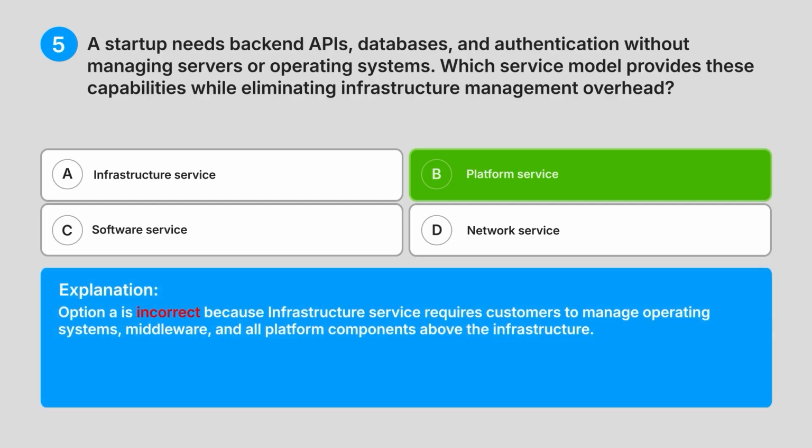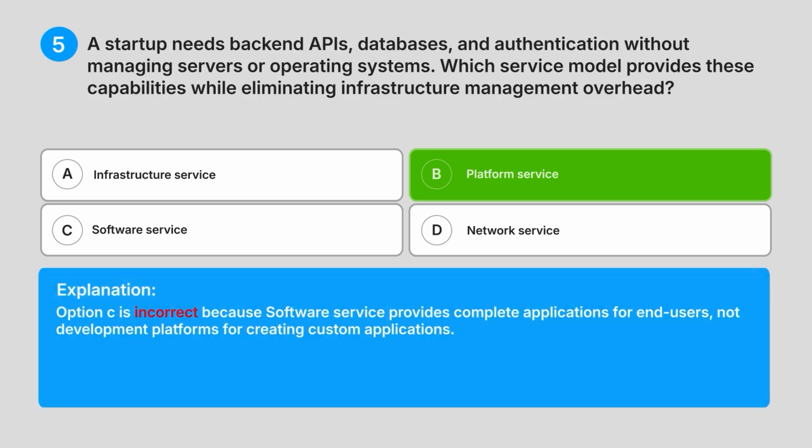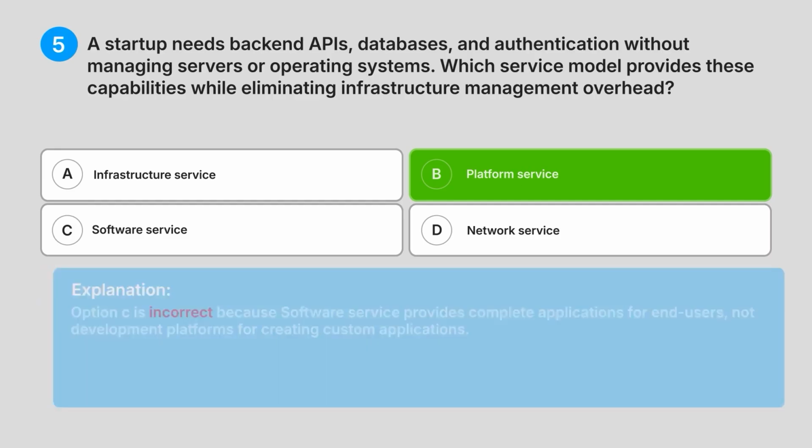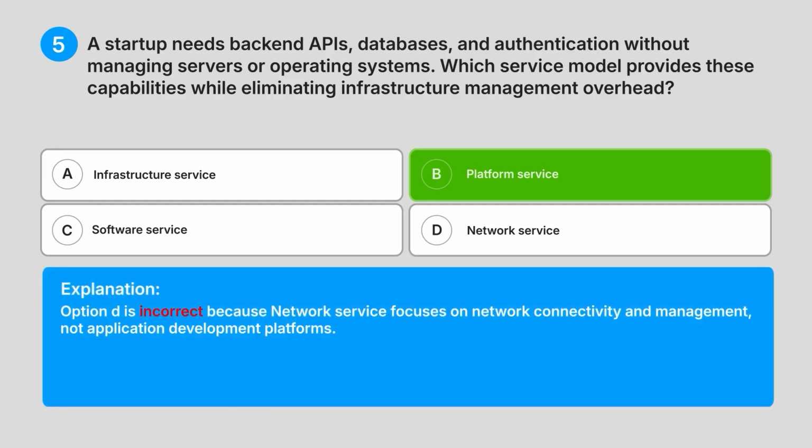Option A is incorrect because infrastructure service requires customers to manage operating systems, middleware, and all platform components above the infrastructure. Option C is incorrect because software service provides complete applications for end users, not development platforms for creating custom applications. Option D is incorrect because network service focuses on network connectivity and management, not application development platforms.